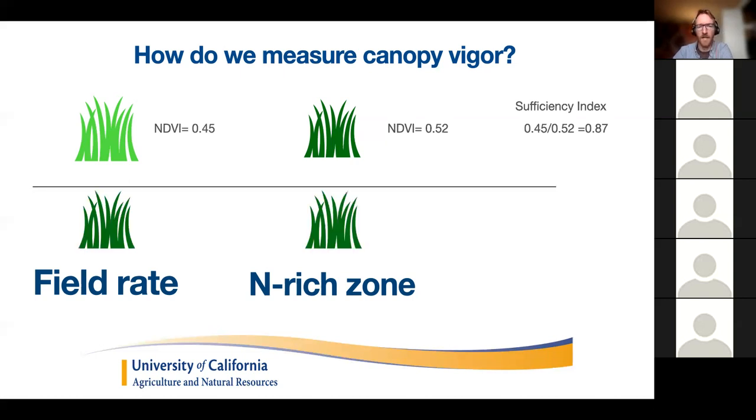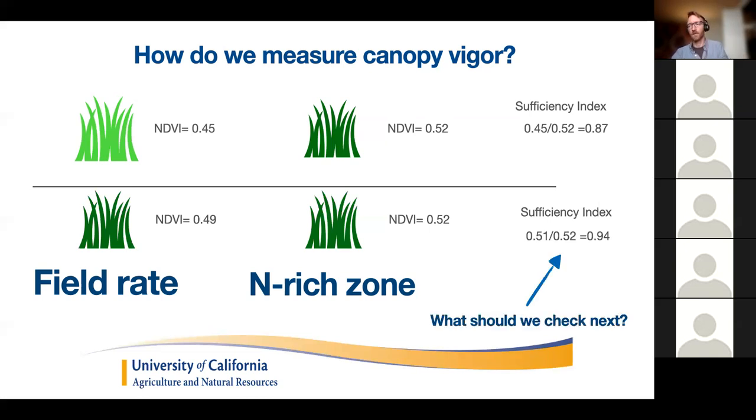Another example of that, you might have two that look really similar. And this is just emphasizing the fact that our eyes can't always see this. NDVI might come at 0.49 and over here is 0.52, right? We can't really see the difference in that green. But that is 0.94. And that technically on our scale, which we'll see later, maybe means there's some deficiency there, something we should look for.